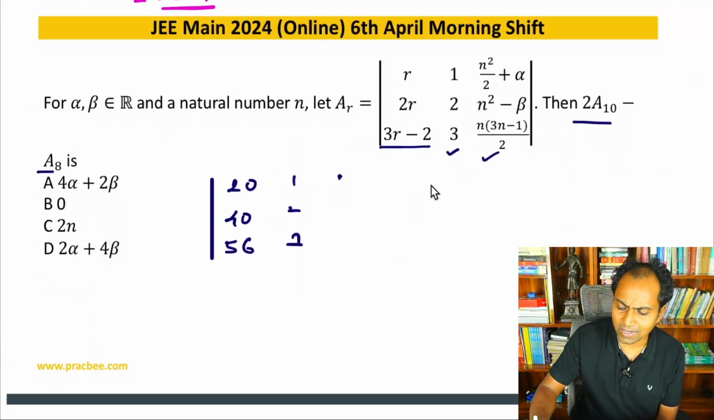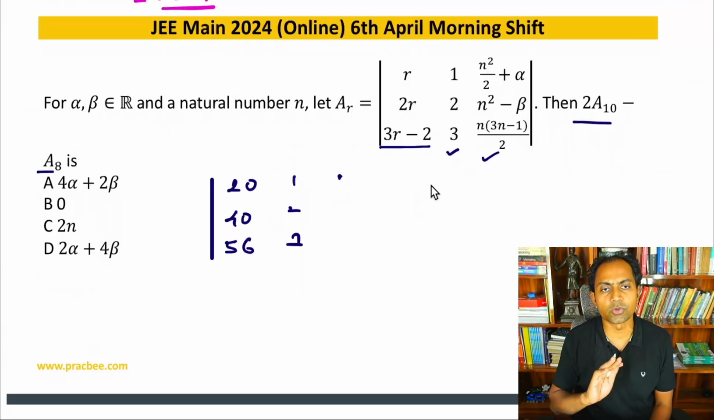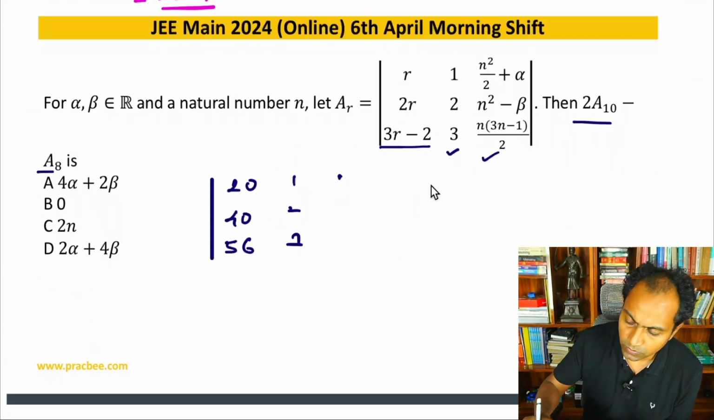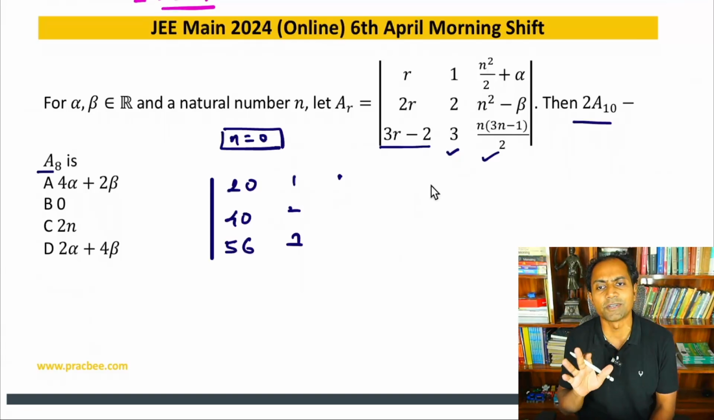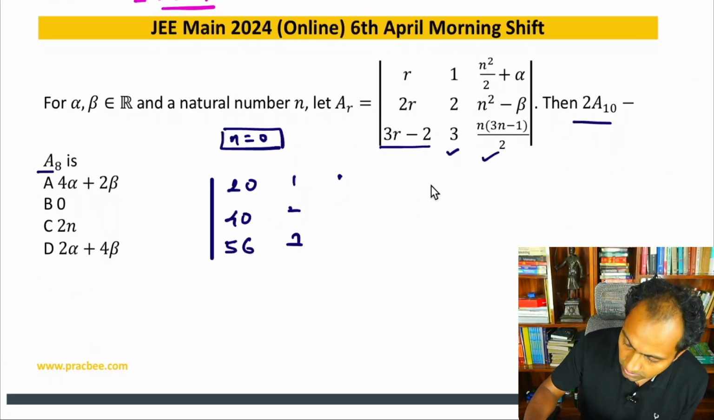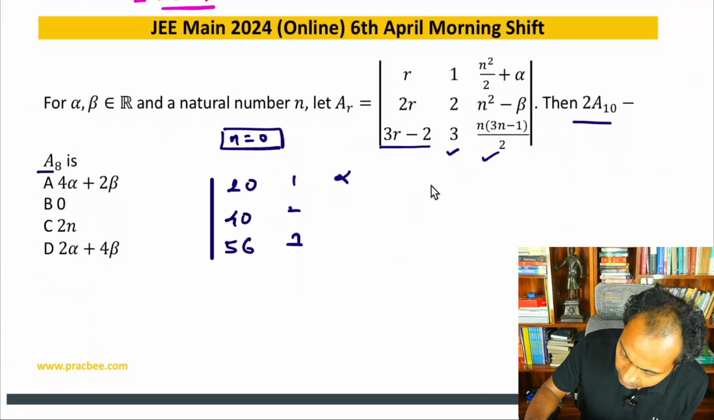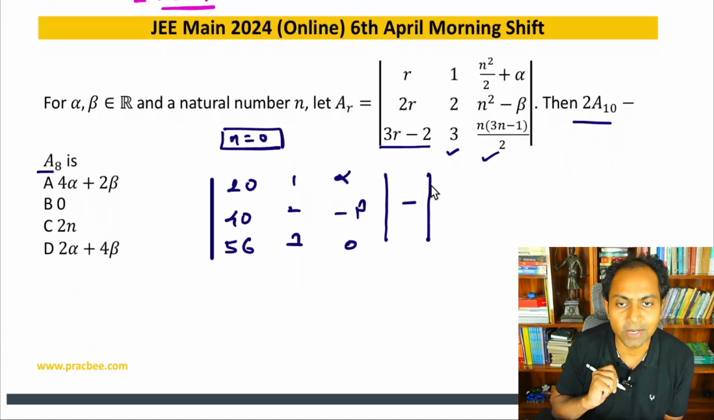Now you can see that the three options do not have any value of n. So for the sake of simplicity, I am putting the value of n equal to 0. You can do it, otherwise also it will not make a lot of difference. It will ultimately get cancelled out. So if I do this, my calculation becomes simpler. This becomes minus beta and this becomes 0. Now we will subtract the other determinant that is given in the question.